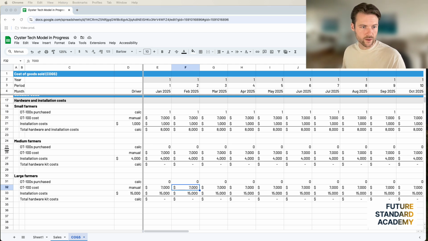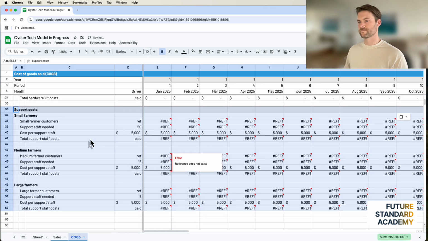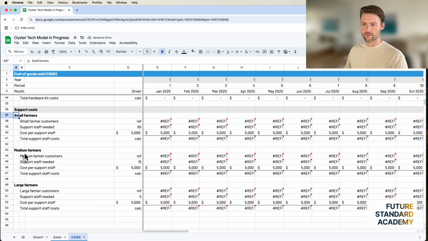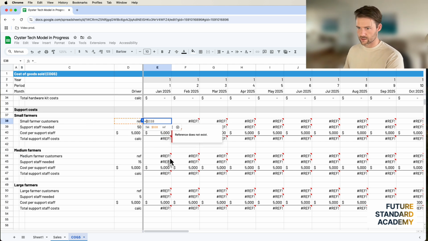Now we've got another category here, which we're also going to frame in terms of small, medium, and large farmers. So a small farmer customer, right? So this is the driver now. And cost of goods sold have drivers just like sales do, but a sales driver is for sales, and a cost driver is for cost of sales. And the cost driver is going to be driven by the amount of things being sold, right? And so what I'm doing right now is saying, okay, small farmers, the amount of customers is going to dictate what the support costs are.